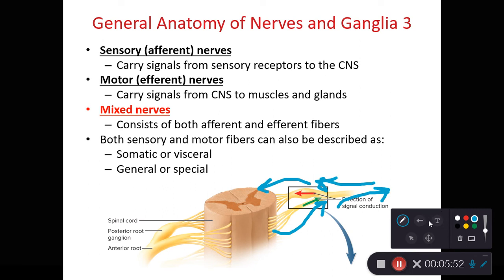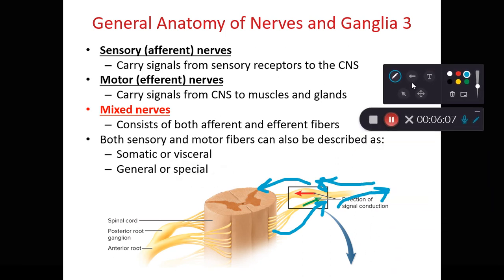And as we're looking at these sensory and motor nerve fibers, sometimes they can be described as somatic or visceral, or general versus special nerve fibers. So there's different ways to describe the sensory and motor nerve fibers. The big thing that I want to emphasize to you is that sensory nerve fibers enter through the posterior, motor nerve fibers exit through the anterior.